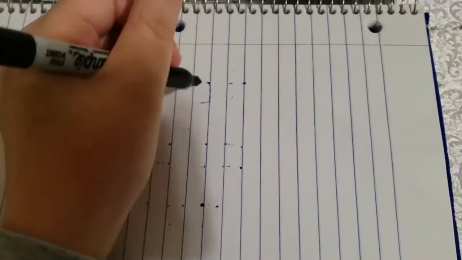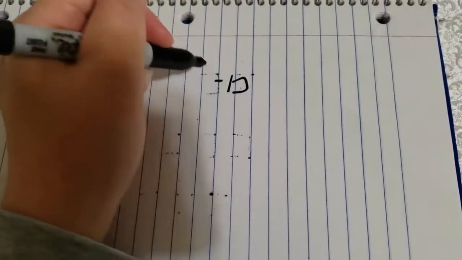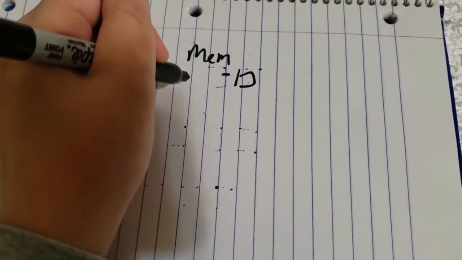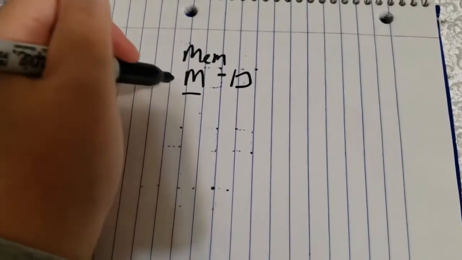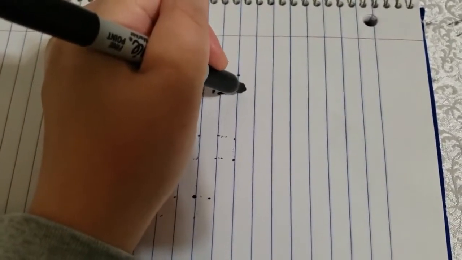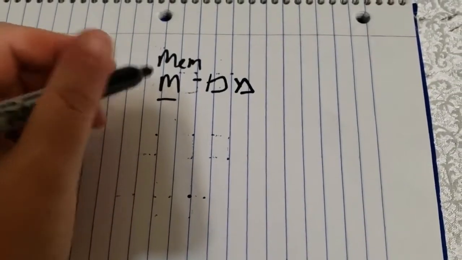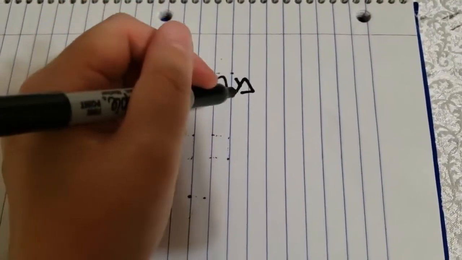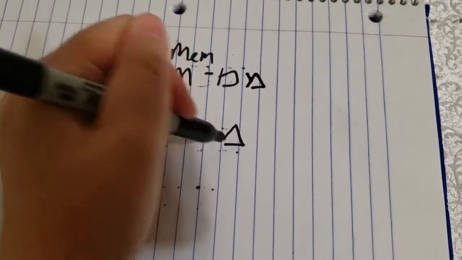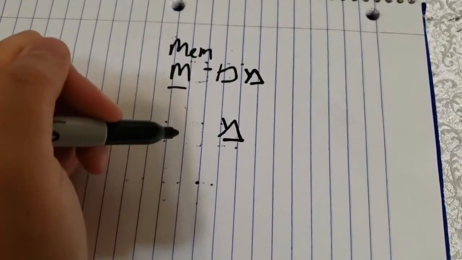Next letter is mem. So mem makes the sound of M. Mem. Again, some people write it like this, some people write it like this. Both acceptable. I'm going to show you both ways. So this is more triangle, this is more like square. So you make almost a triangle, you don't finish it off. You leave space open and then you make a line over here.